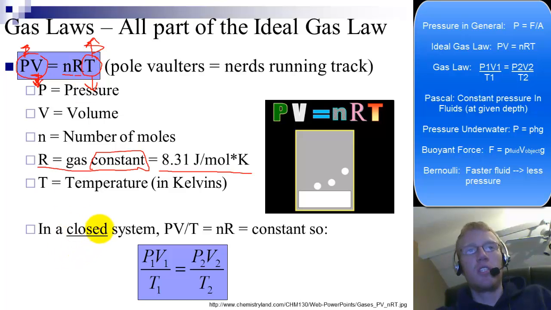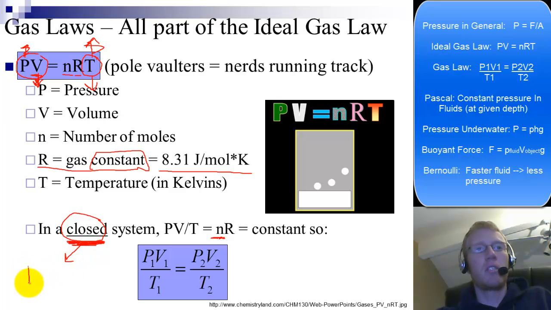Assuming it's a closed system. A closed system means that the number of moles is constant. That means no gas is coming in or out of your system. In this case, that's what a closed system means. It's not the same as when there's no external forces on it, or no energy transfer. It just means no particles are coming in or out of your system. I'll say that this means N equals constant.